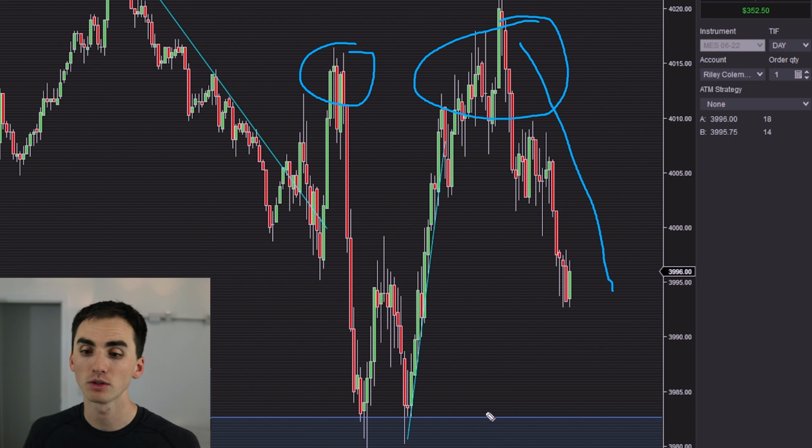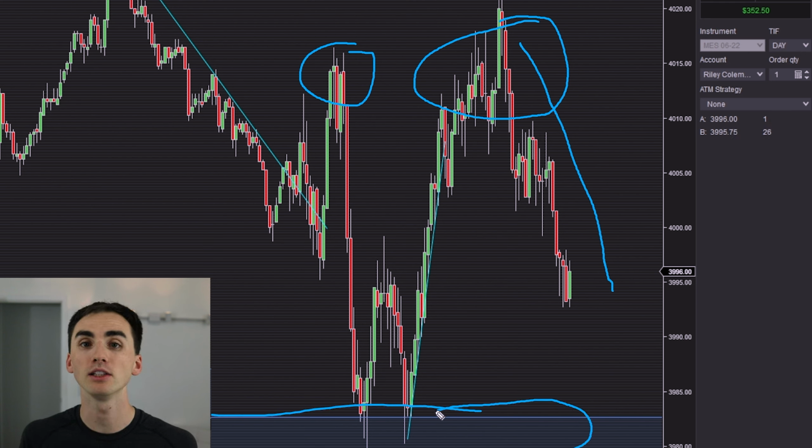Paying close attention to these larger levels is what gives you that higher probability that the market is going to reverse off of those levels.